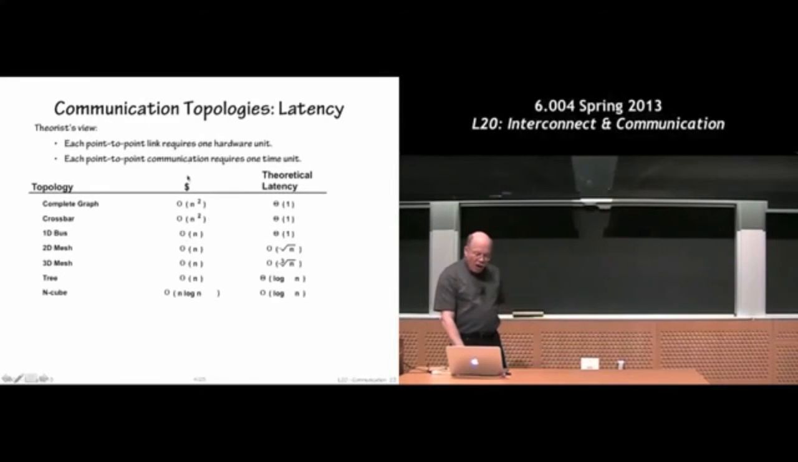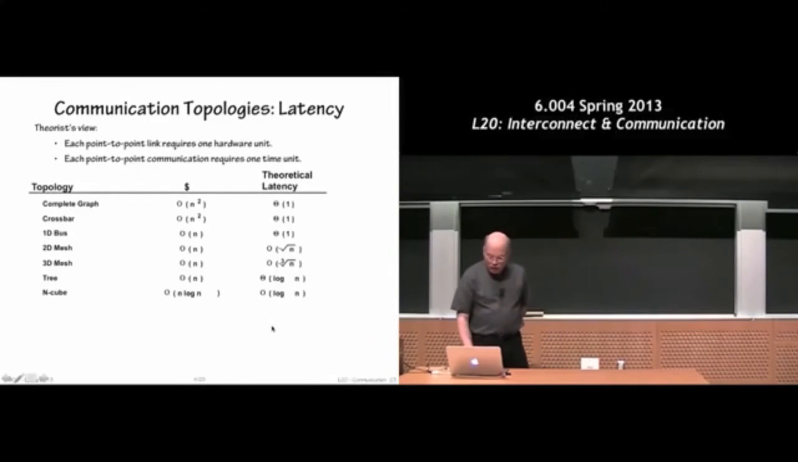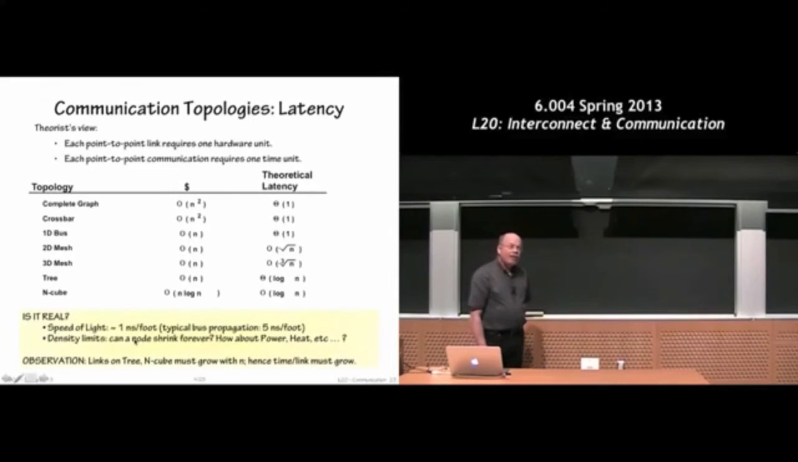Okay. So we can go off and talk about the hardware cost, which is associated with the number of links that are active at any given time, and the theoretical latency, how long does it take to communicate a message from one processor to another. And so this is sort of the theorist view. And just because we occasionally dip into realism, if we take into account, first of all, that some wires are long, like in the fat tree.